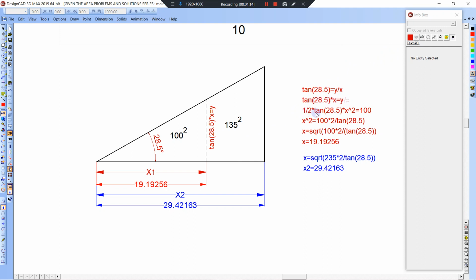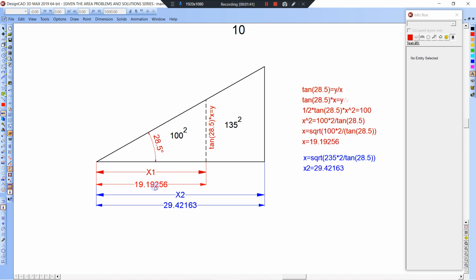So one half tangent of 28.5 times x squared is equal to the area of that triangle, 100 is equal to 100. So let's take both sides, multiply them by 2 and divide by tangent of 28.5. And we get x squared is equal to that, and then take the square root of both sides. You end up with x equals 19.19256. That is this dimension here.